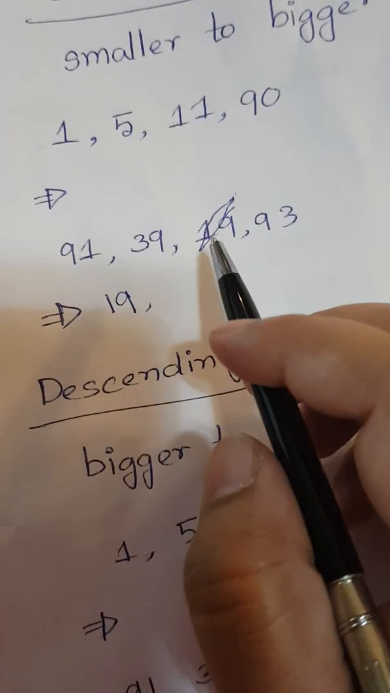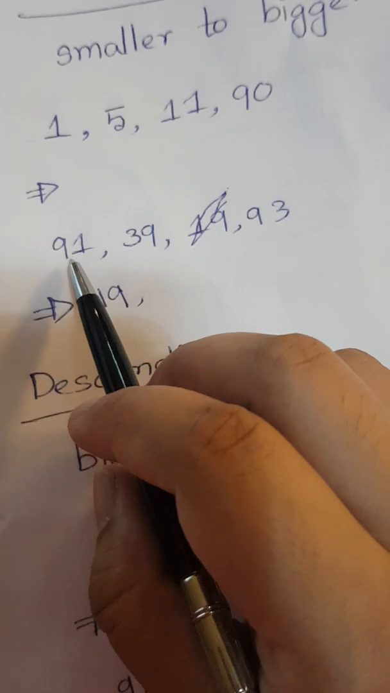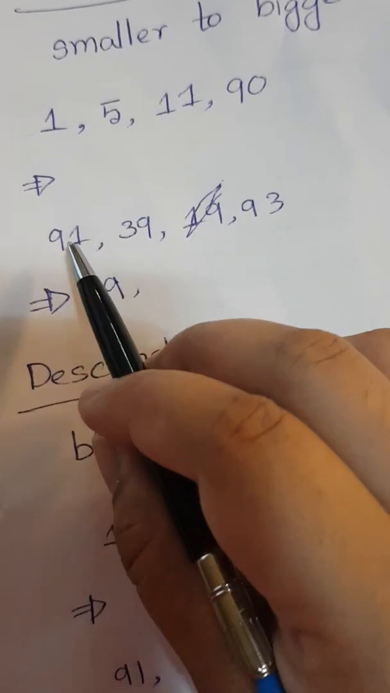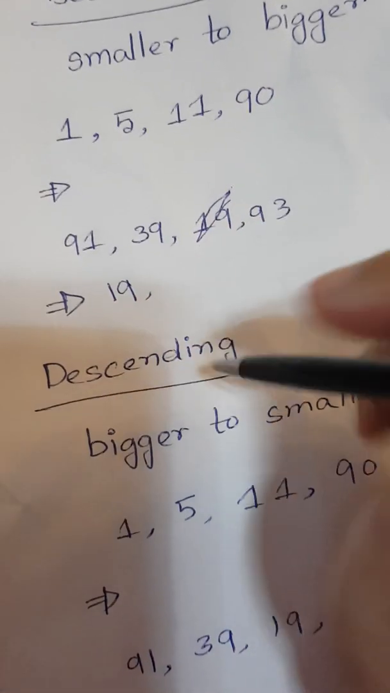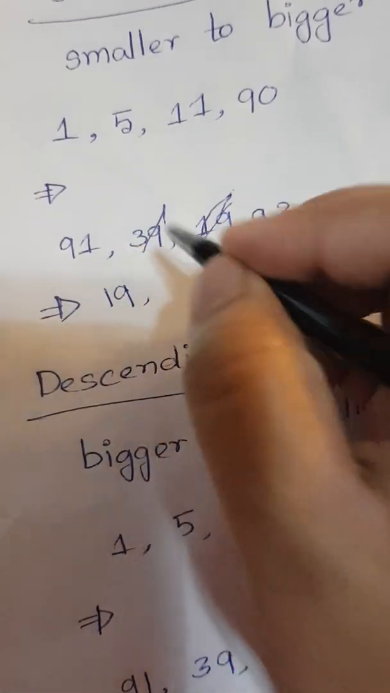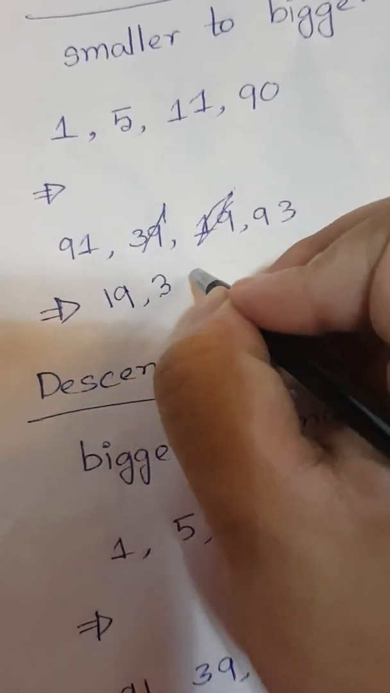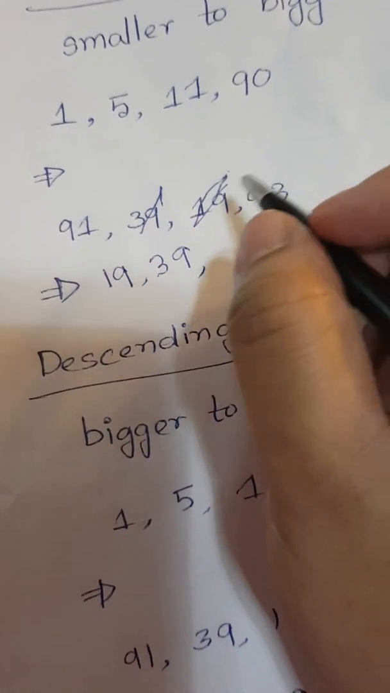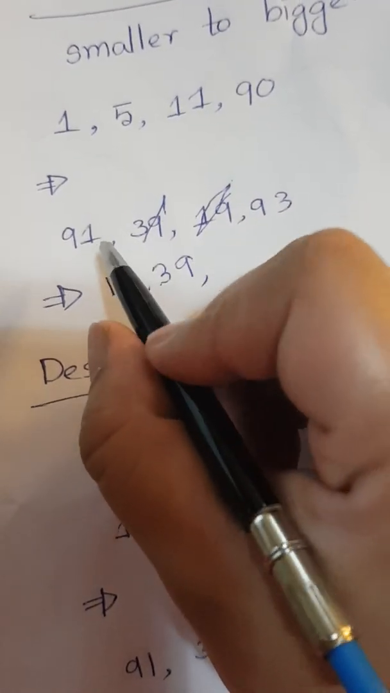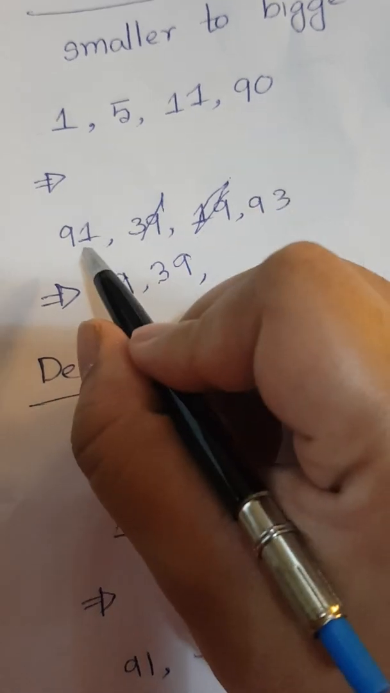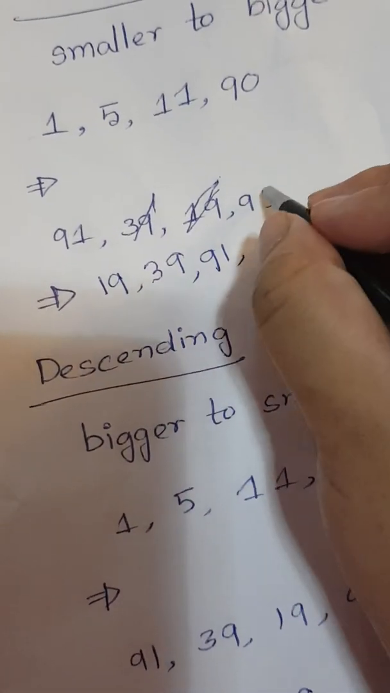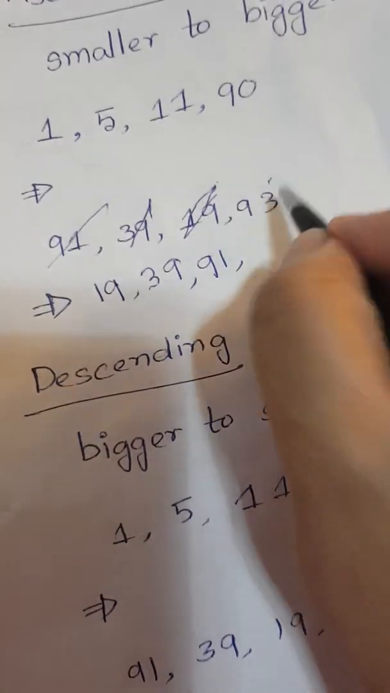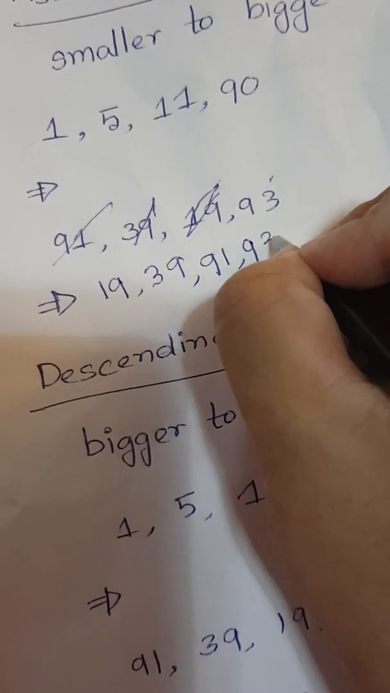Okay. Now what is left? 91, 39, 93. Among these three numbers, which one is the smallest one? 39. So you will cut 39 and write it here. Then we have to find out the smallest one among these two. So 91 is the smallest. Then 91 is cut. What is left? 93 is left. So we will write 93.